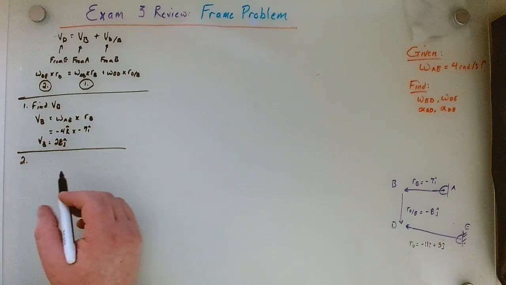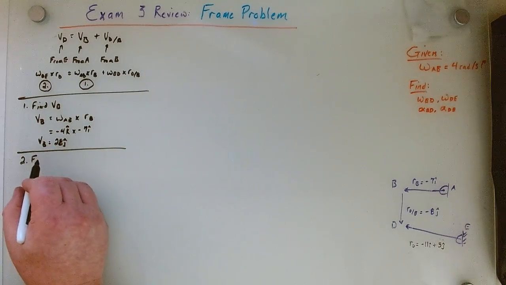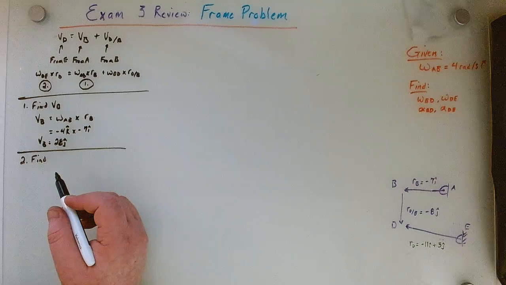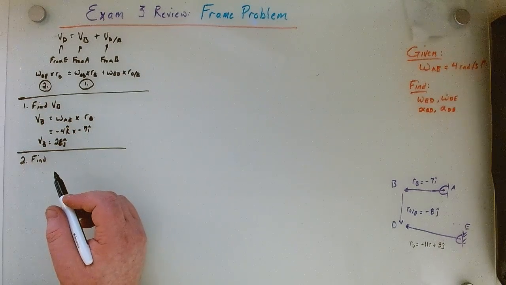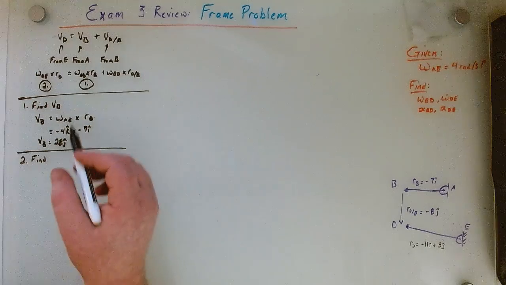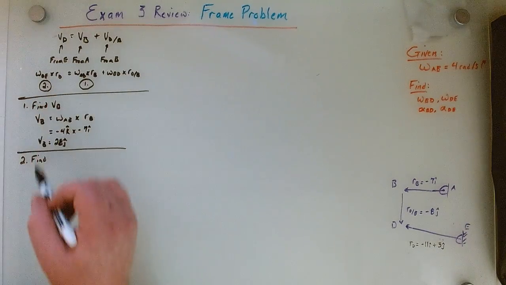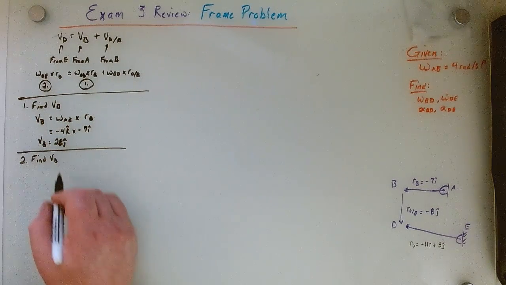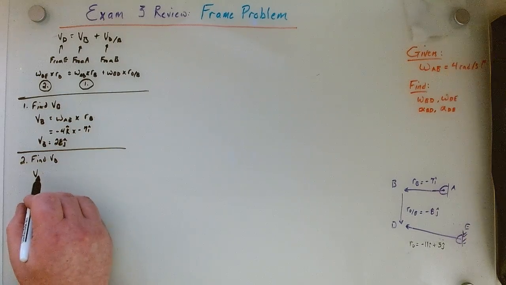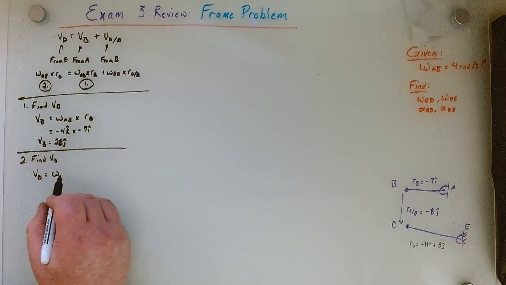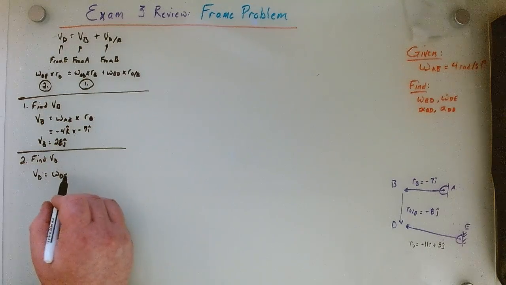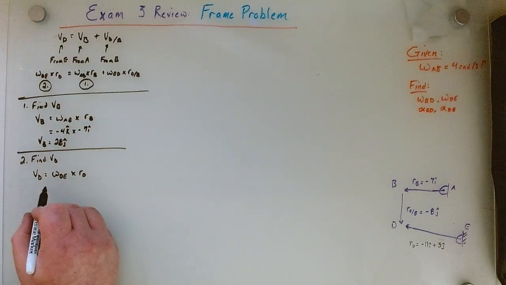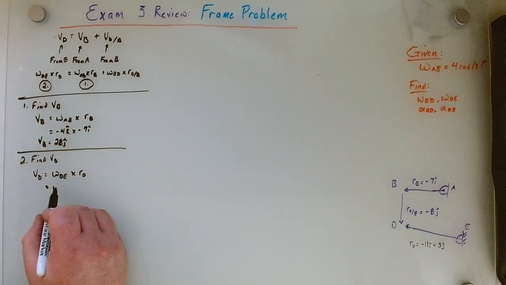Okay, so let's see. 2. What do we want? We want to find... And actually, I wonder if we could just put it all together. We probably can, but it might be a lot to write. Yeah, that's fine. We'll do this. So this is from E, right? So let's see, find V sub D. And V sub D is equal to omega DE cross with R sub D, right? And that equals omega DE.